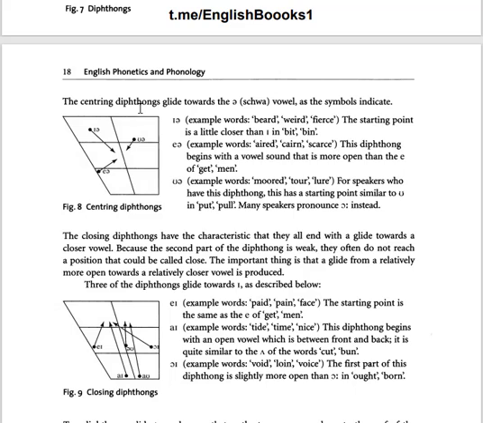The centering diphthongs glide towards the schwa. As we spoke about the schwa, a central vowel represented in the International Phonetic Alphabet, the sound occurs in unstressed syllables in English, as in around, mother, and sofa. The centering diphthongs glide towards the schwa.